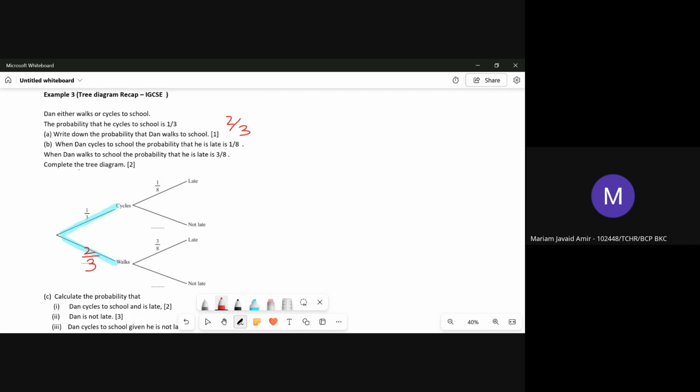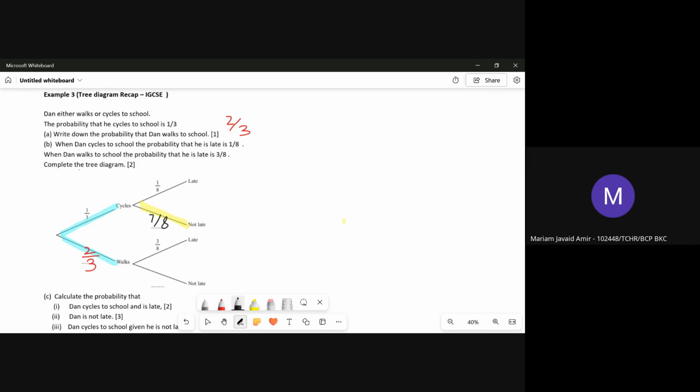When Dan cycles to school, the probability that he is late is 1 by 8. This is about this leaf. If he cycles to school, then the probability that he is late is 1 by 8. Now with this information given, we can just fill up this part easily because the sum of a branch is always 1. So if the upper one is 1/8, the lower one has to be 7 by 8. So this would be 7 by 8.